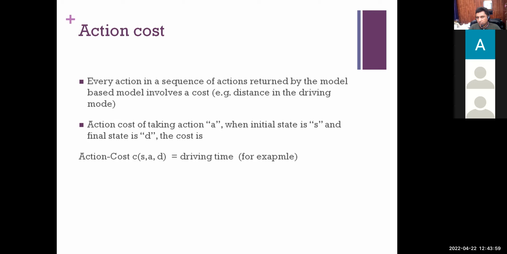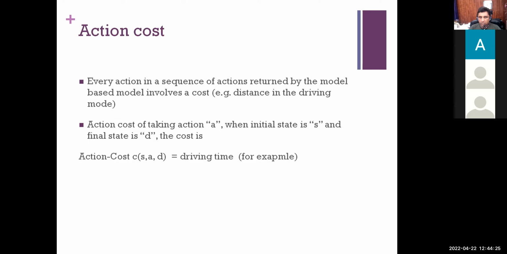So every action in a sequence of actions returned by the model involves a cost. So you define the distance in the driving mode. You just mentioned the distance, or it could be, as I said, toll, or any other factor. It can be time taken instead of the distance, because the traffic conditions will determine the time. So this will basically be a model of your action cost. So this is also what you require for every action. What is the action cost?